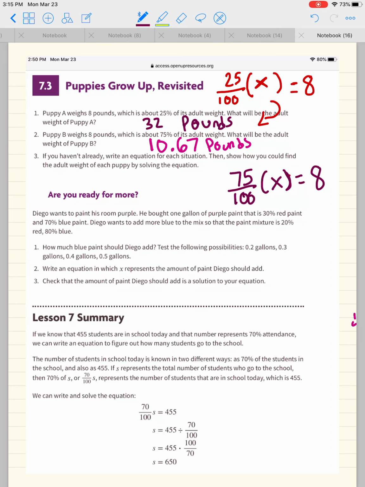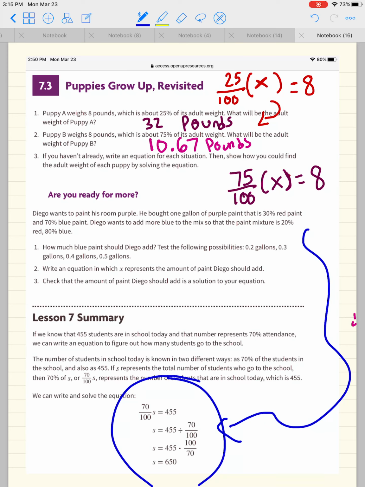Okay, I know that was a hard unit for a lot of you, but if you get stuck, you can always look down here at the steps it's giving you. You can also ask me for help and I can walk you through it.